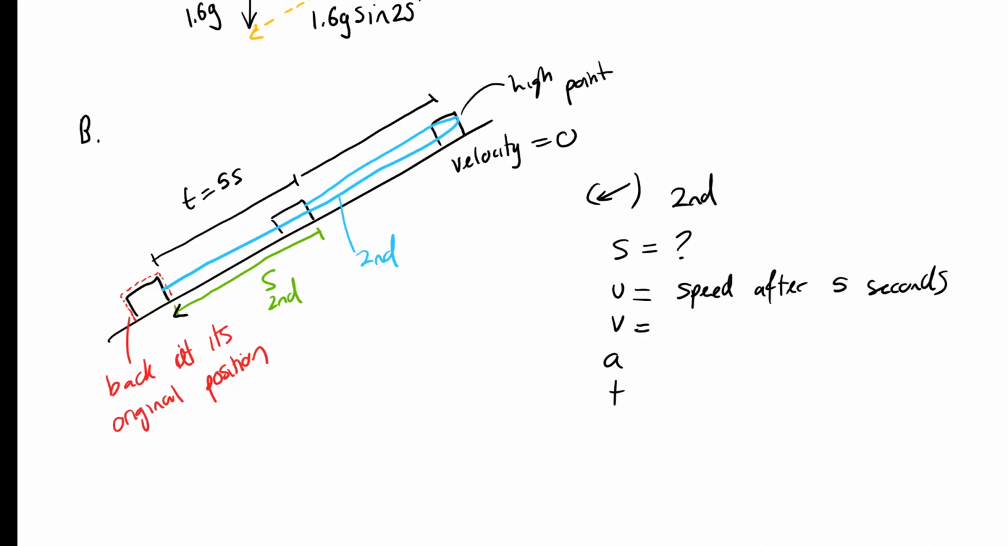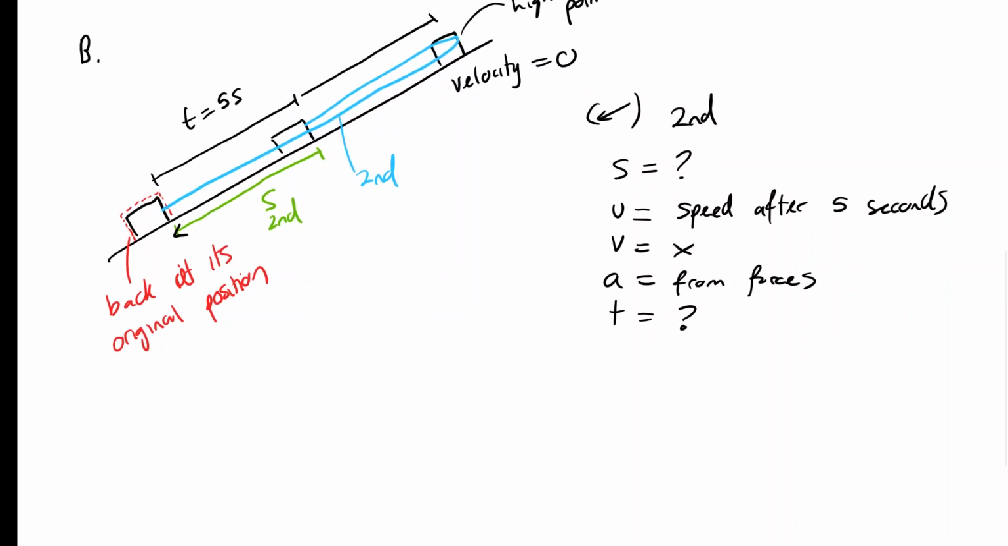V, the final speed, we don't know and almost certainly won't care about. The acceleration, we don't know, but we could work it out. We could get that from forces. It's not the same as the 2.11 meters per second squared that we got in the last part, and we'll see why. The time, that's what we'd really like to know. So it doesn't look great at this stage. We know almost nothing, but let's go and work out some other parts of this.